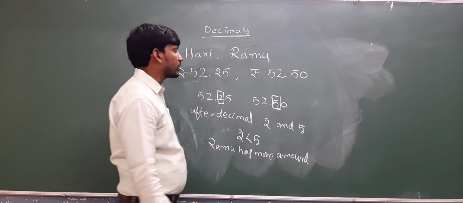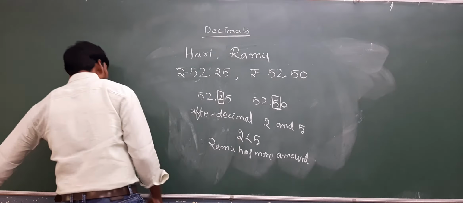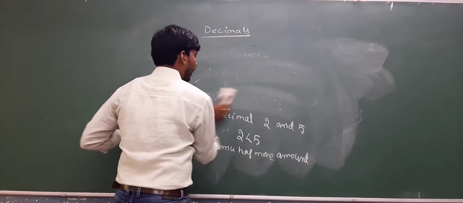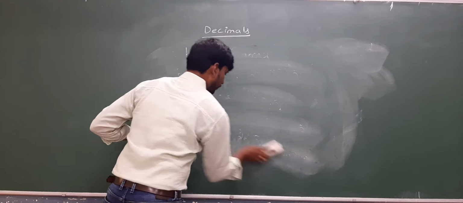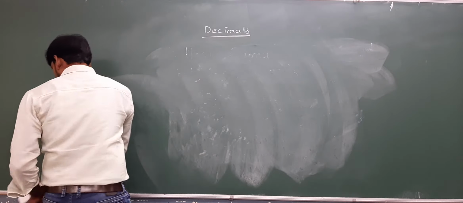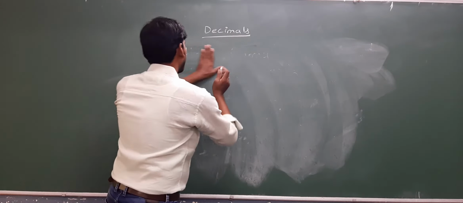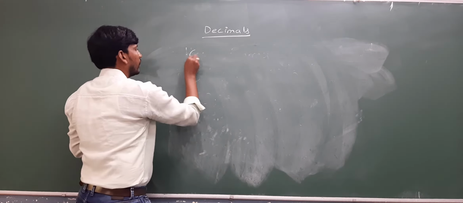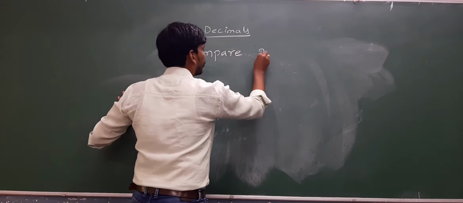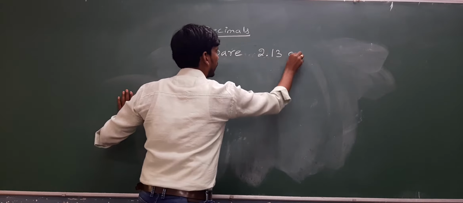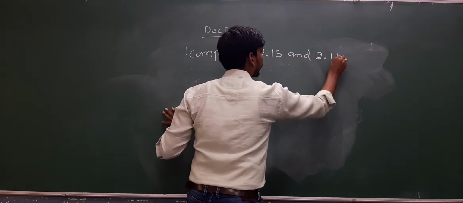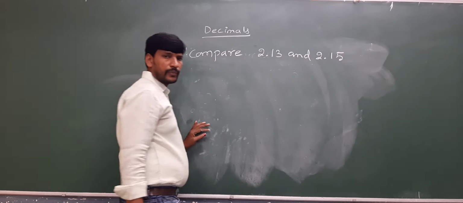See this here, I am going to explain one more example. Let us discuss one more simple example to compare decimal values. Let us take a simple example. Compare 2.13 and 2.15.